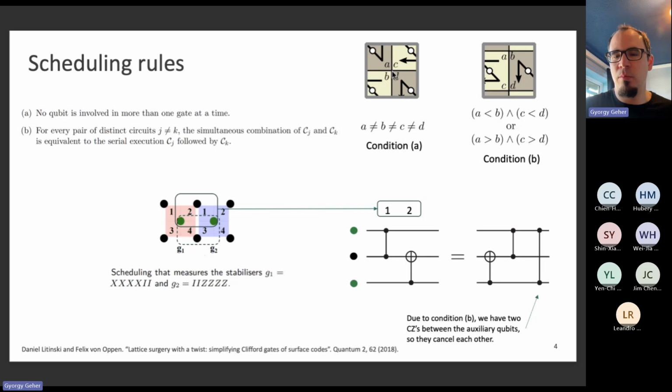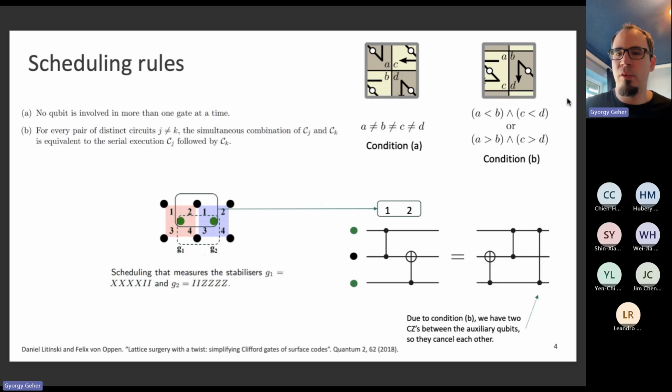And of course, one rule is that for every qubit, these A, B, C, D numbers should be different, because in one layer you cannot act on the same qubit twice. This is scheduling rule A, which is essentially formalized like this. And there is the other condition, which is a bit more complicated. This essentially means that for every pair of distinct circuits, let's say there is a circuit for this one and another circuit for this one, if we simultaneously execute them, so parallelize the circuits, then this should be equivalent to executing them one after the other.